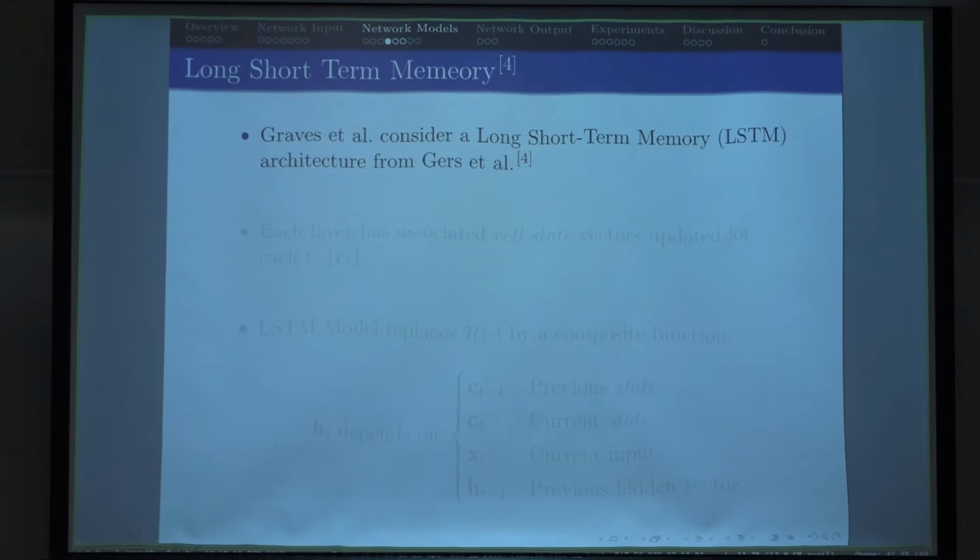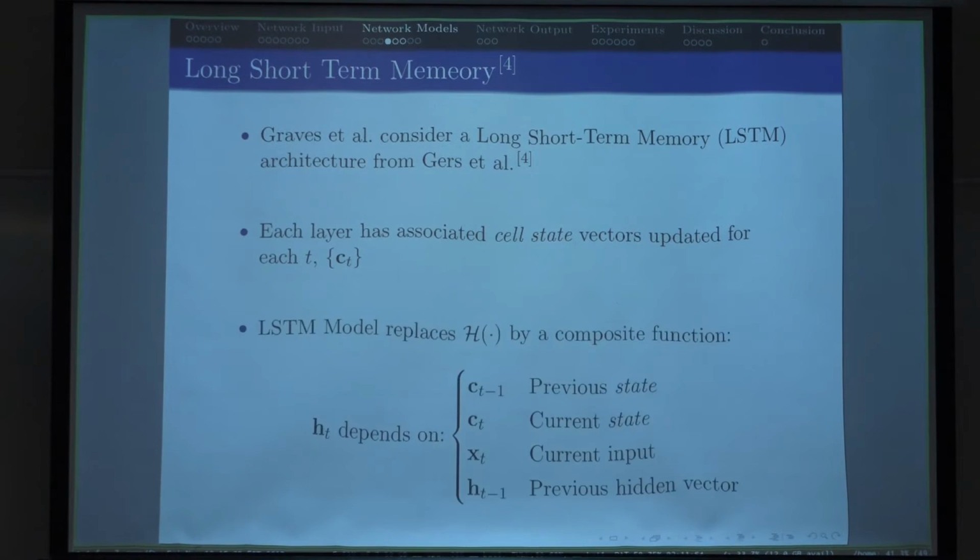So that process of having the general sigmoidal or hyperbolic tangent function is a bit more general with the long short-term memory. This is an architecture which has a little bit more in it because it's a composite function. Each layer has an associated cell state vector, and this is updated for each time step. So there's not just a hidden state, there's also a cell state. You now have a hidden vector which depends on the previous state, the current input in the sequence, and also the previous hidden vector. So you suddenly have more inputs to each layer.